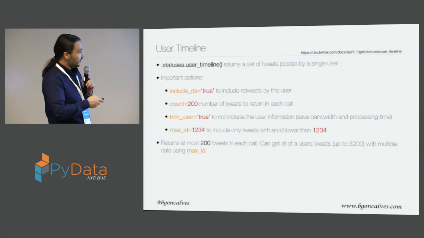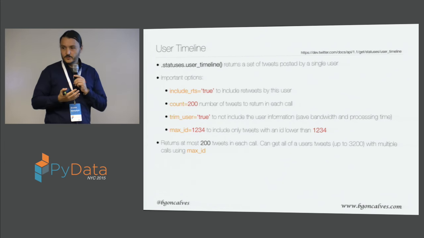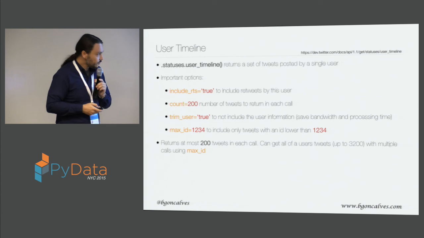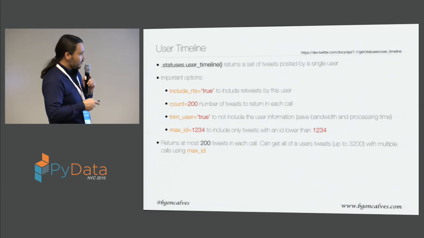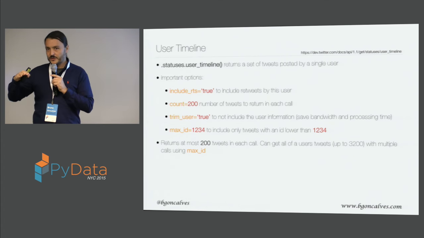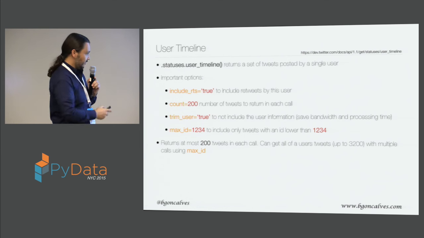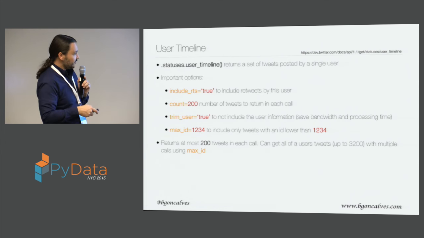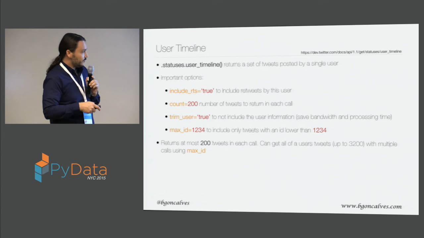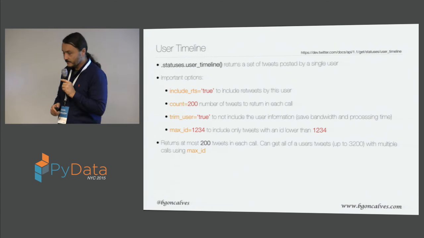So you can just say trim user equals true, and that will not include that information, and that basically saves you bandwidth. And max ID is basically how you limit the maximum tweet ID you want to see, and this is how you go back in time in the timeline. This will return at most 200 tweets in each call, and you can get all the user tweets up to 3,200, and only up to max ID.